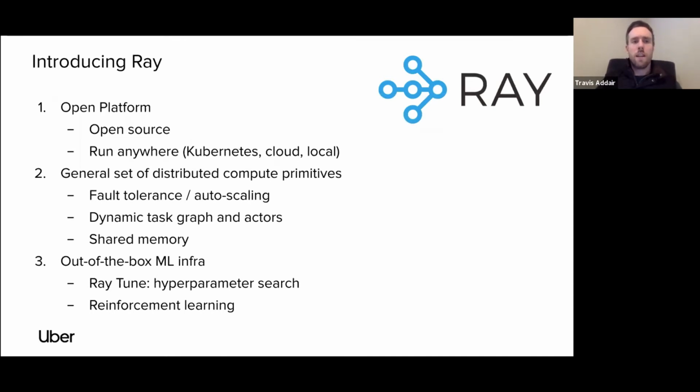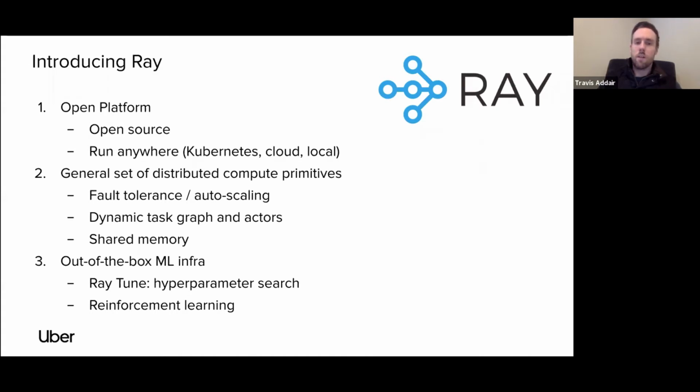So Ray is, we like it at Uber, and the Horovod team has been very interested in it, particularly because it's an open platform, it's open source, it runs anywhere, Kubernetes, cloud, AWS, GCP, anywhere you want to run, Ray has already done the legwork to run there. It provides a general set of distributed compute primitives, so you get fault tolerance and auto-scaling out of the box, dynamic task graphs, actors to manage state, shared memory across different nodes, different actors. And it provides out-of-the-box ML infra as well.